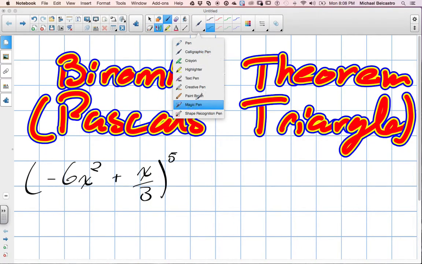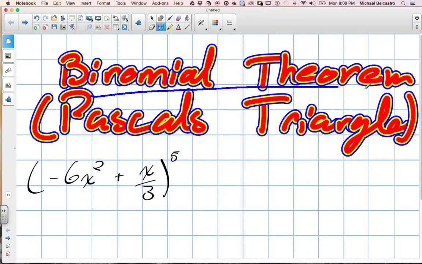Let's look at the binomial theorem, and its theory or binomial expansion. It's a theory using Pascal's triangle. So when they say binomial expansion, what that means is we have two terms inside a set of brackets that we need to expand.